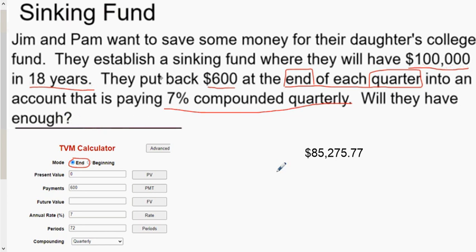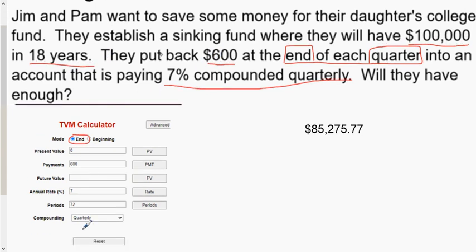Well, rather than going through and seeing if they end up with exactly $100,000, which is one thing that we could do, let's see how much they would have if they saved $600. If you save $600, you put your numbers in like this. Notice that you have to change compounding over to quarterly. Your periods, if you can't see that, it says 72 here. The reason that's 72 is because it's 18 years times 4, because they're doing it each quarter. And if they go with this amount, they would actually only end up with $85,000. So they're coming up short this way.